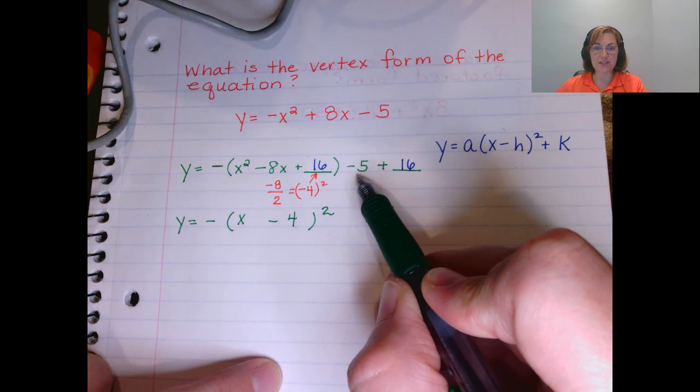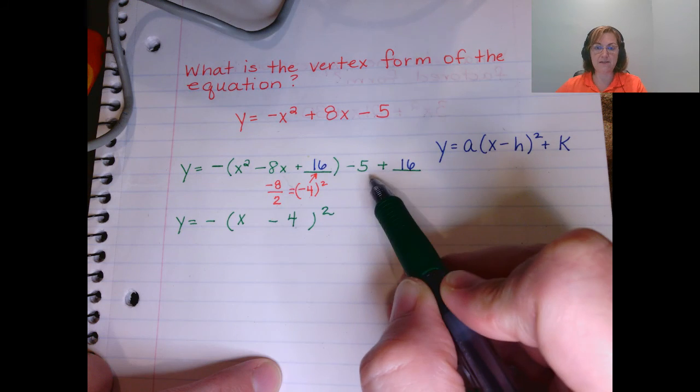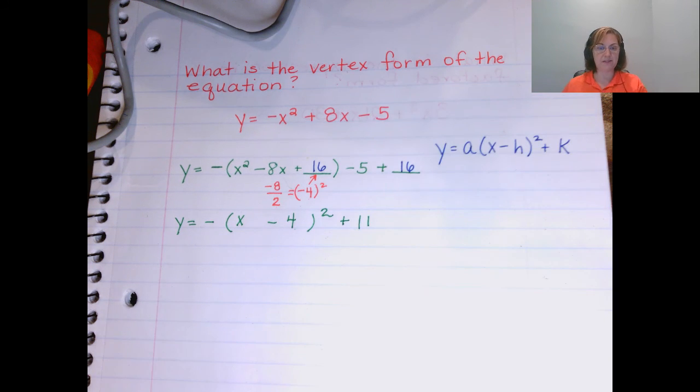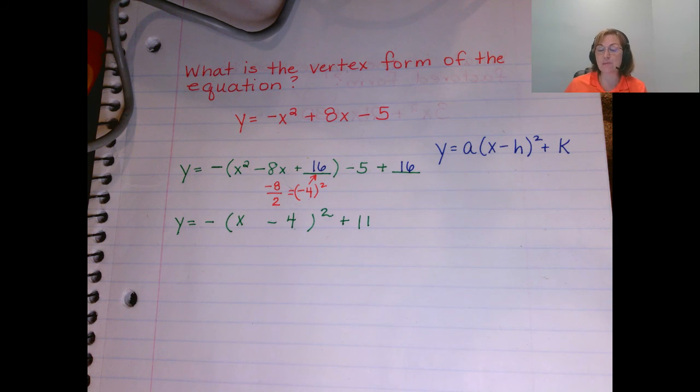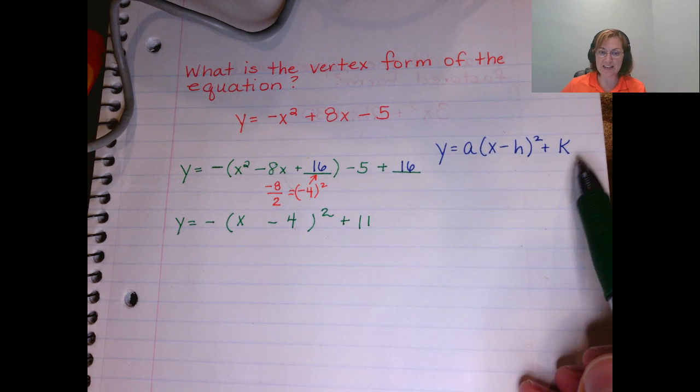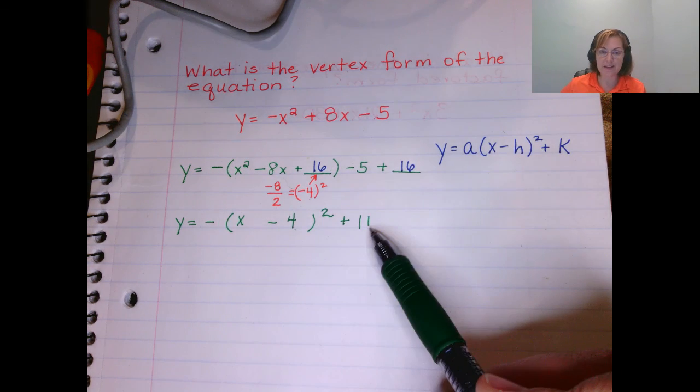Now let's take care of this piece. I've got negative 5 plus 16. That will give me positive 11. There you go. I've got my square. I've got my vertex form. What is my vertex? Remember, it's h and k, so it's (4, 11).